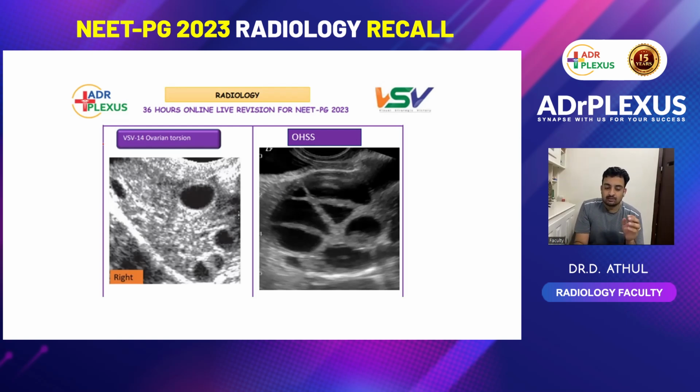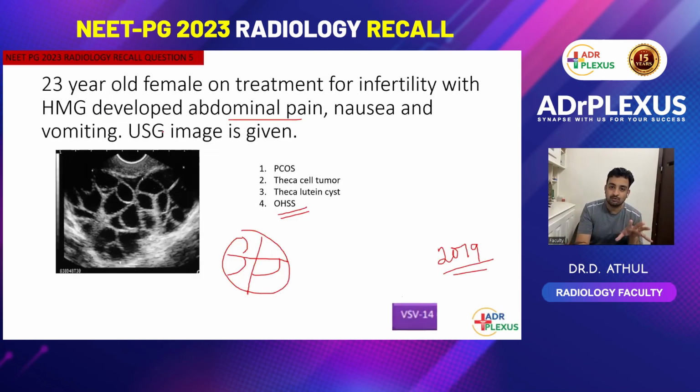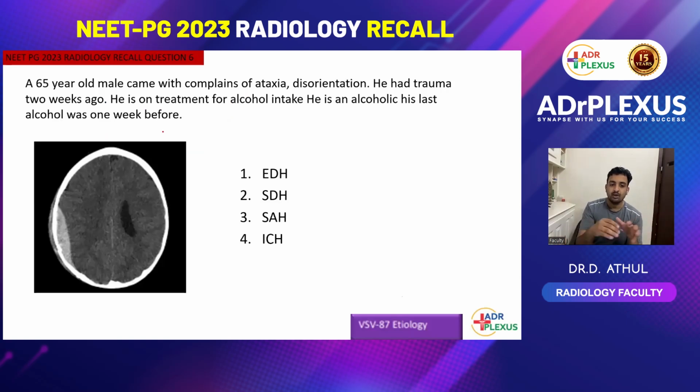So in our session, we discussed how to differentiate between ovarian torsion and ovarian hyperstimulation syndrome. Ovarian torsion will usually present unilaterally, whereas ovarian hyperstimulation syndrome will present bilaterally, because it is a systemic presentation due to hormonal abnormalities. So this was a case of ovarian hyperstimulation syndrome. Again, a straightforward repeat question.